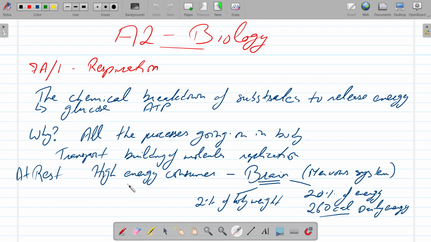Right? And why do we need energy? Because of everything that's going on in the body. So transport, building of molecules, DNA replication, cell division, and even at rest, right? There's a lot going on. And then we have the brain, obviously, and the nervous system, which is the highest consumer of energy in the body, right? Contributing to only 2% of the body weight, but up to 20% of energy consumption.